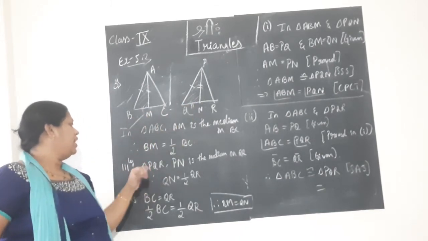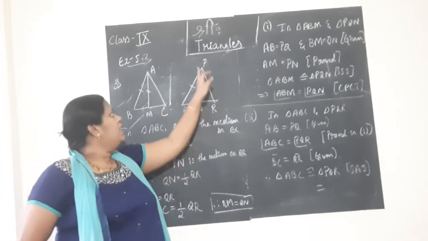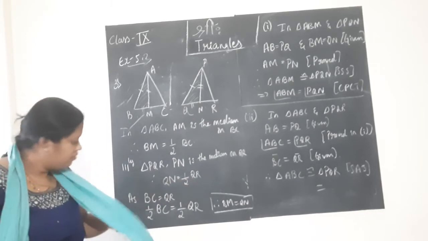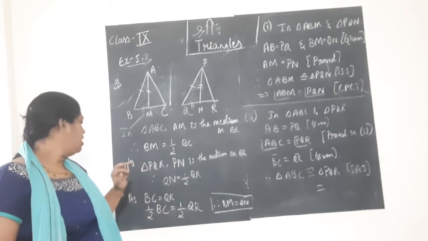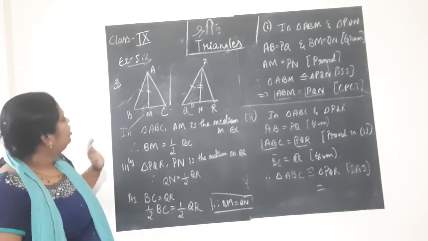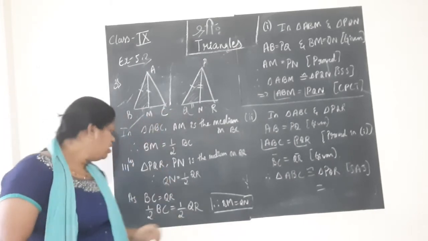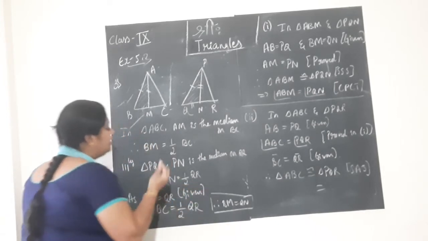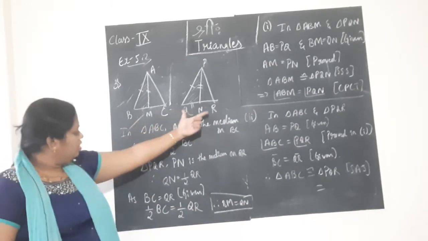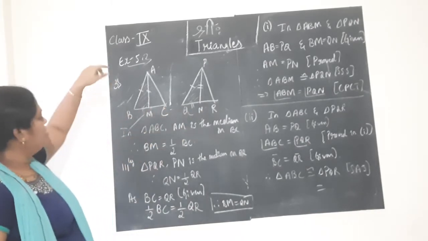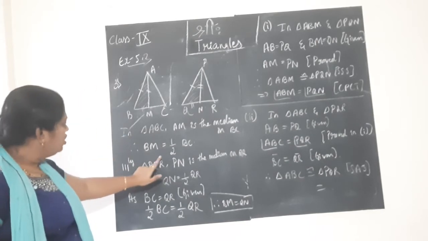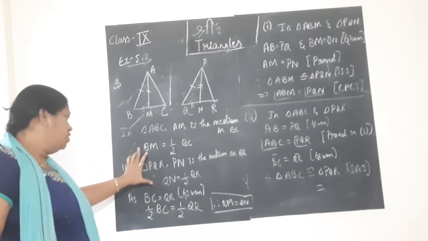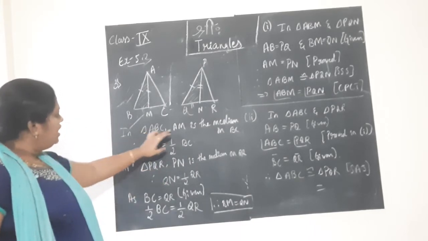Similarly, we are writing for the second triangle. In triangle PQR, PN is the median, which means QN is equal to half of QR. Therefore, QN is half of QR. As BC is equal to QR, it is given. The reason I have not written, right. BC is equal to QR, and they have given that. Since BC is equal to QR, then BM also should be equal to QN. So BM is equal to QN, if you take it, children, we will equate that. Now equate their RHS.